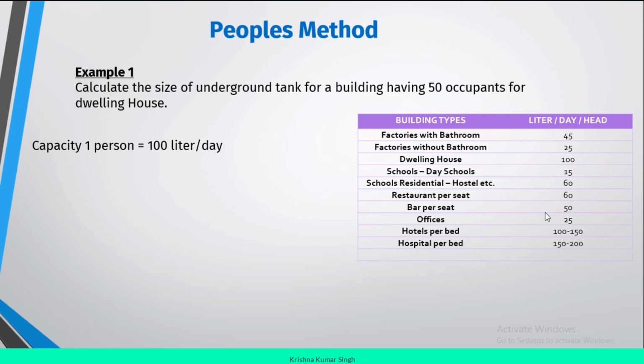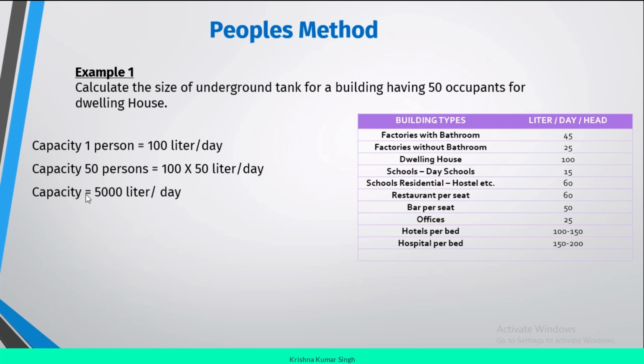For an office area, for one person we have 25 liters per day. Okay, now I have 50 occupants. This 100 liters is for one person, so I will multiply 100 with 50, simple, to find out the capacity for 50 persons. 100 multiplied by 50 is 5000 liters per day.